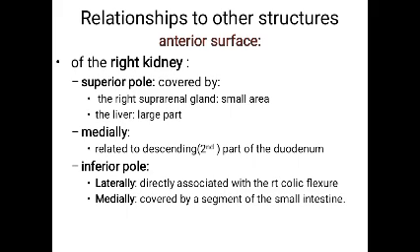Anterior surface of the right kidney: the superior pole is covered by the right suprarenal gland, a small area. The liver covers a large part, and medially it is related to the descending second part of the duodenum. The inferior pole is laterally directly associated with the right colic flexure, and medially covered by a segment of the small intestine.